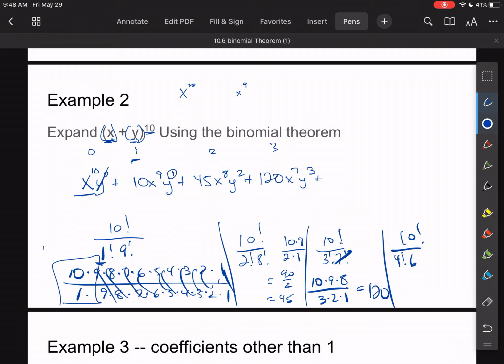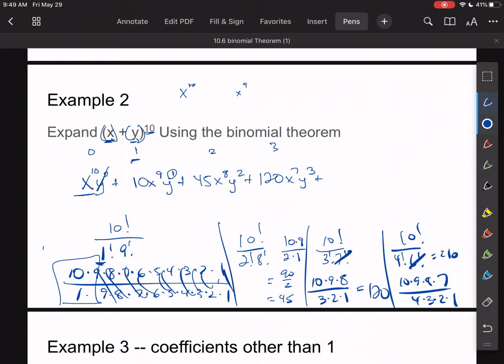4 factorial, 6 factorial. Everything cancels except for up to 6. So we have 10, 9, 8, 7 over 4 times 3 times 2 times 1. 10 times 9 times 8 times 7 is 90 times 8 times 7, which is 5,040. Then we'll divide that by 4 times 3 times 2, which is 24. So we divide by 24, and we get 210.